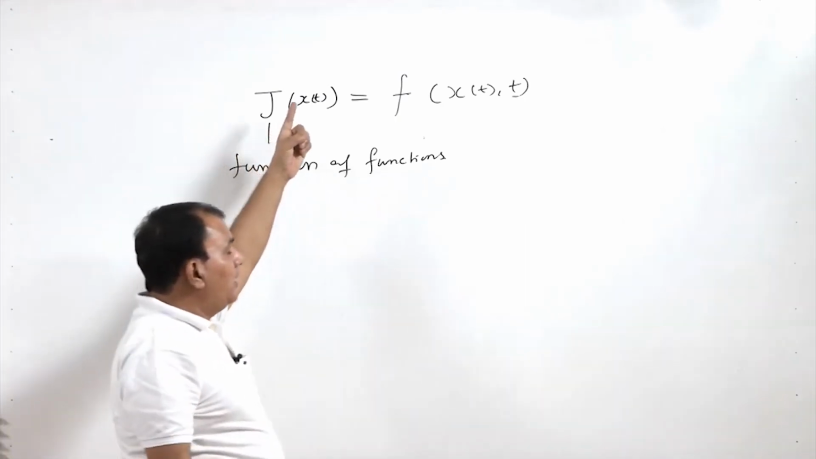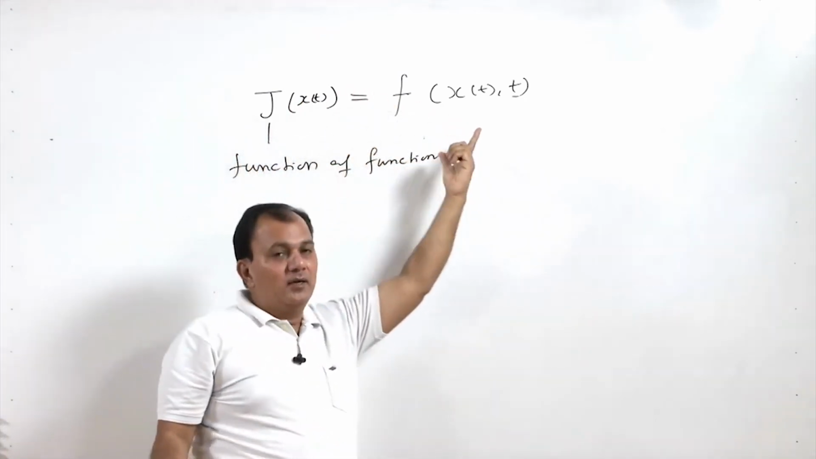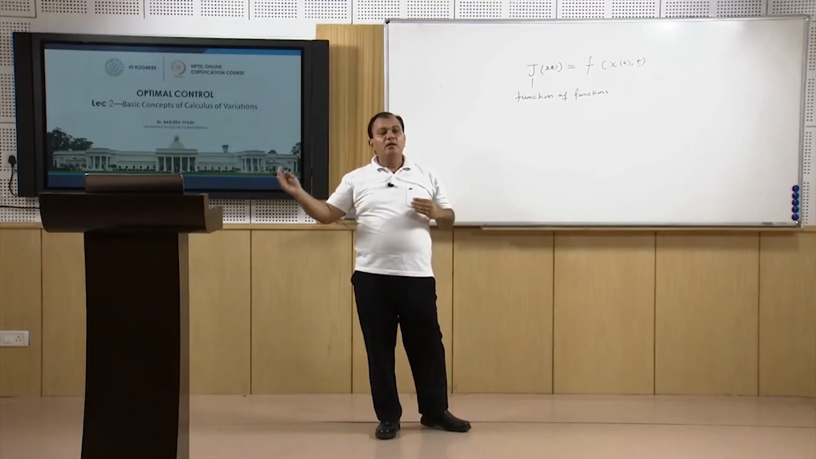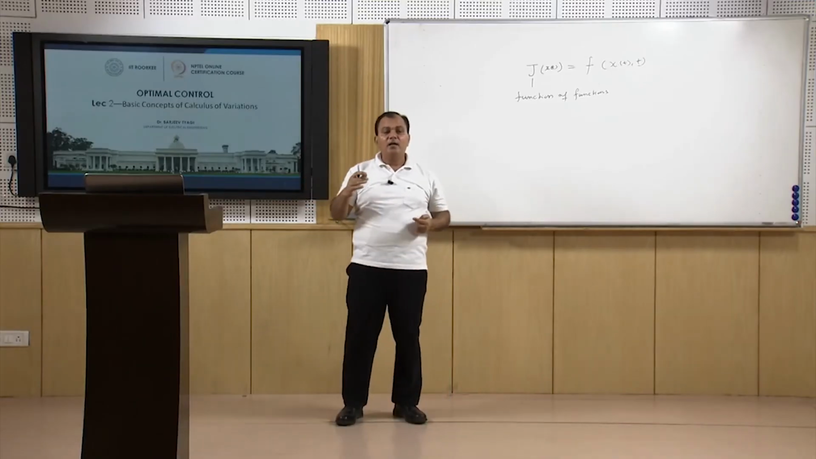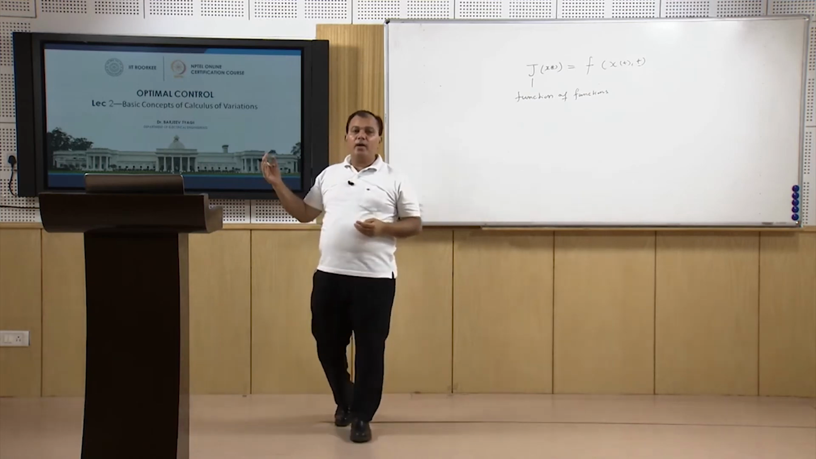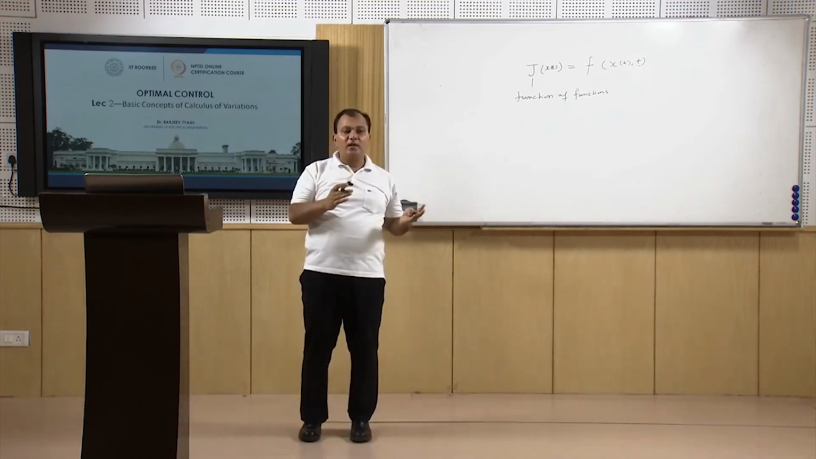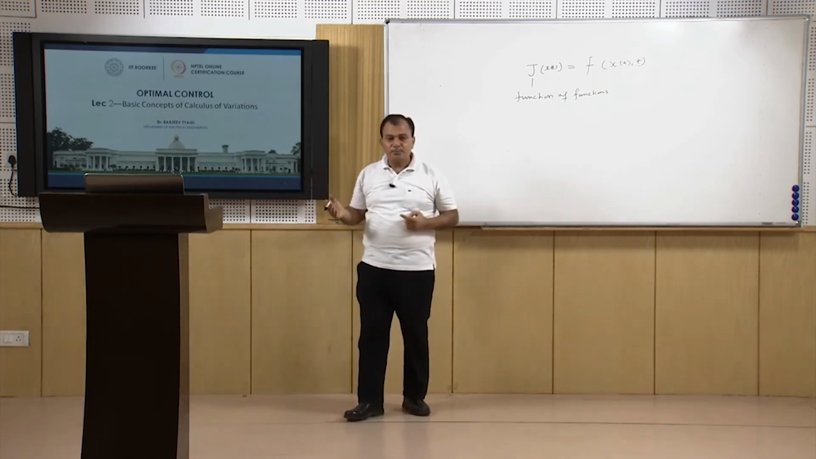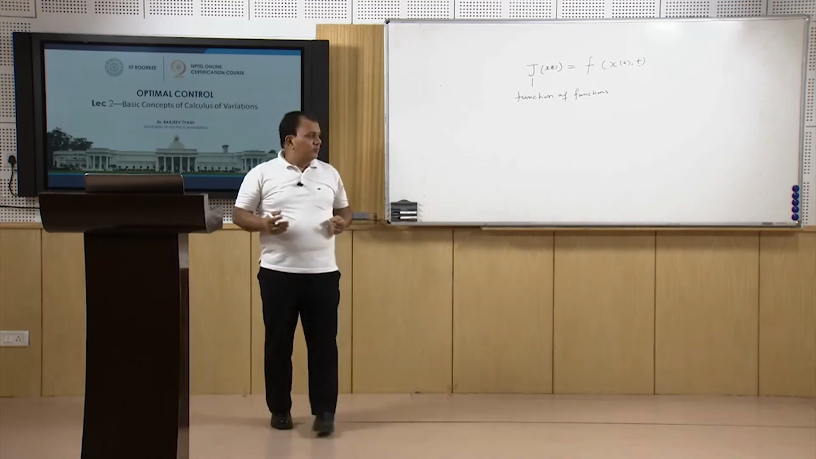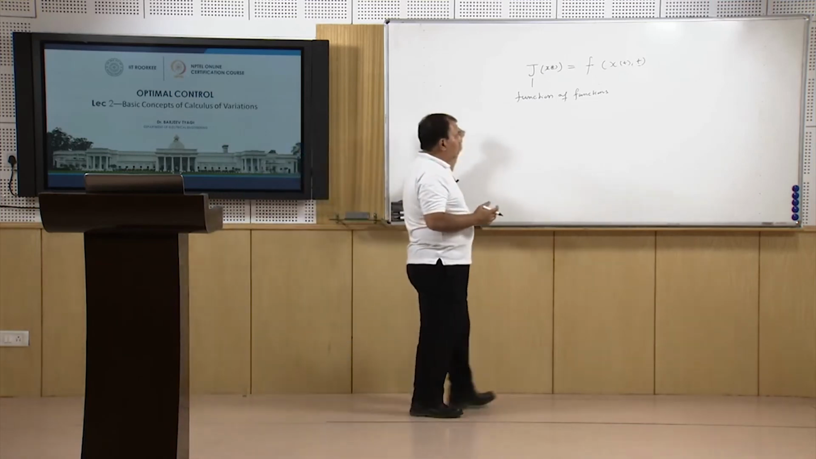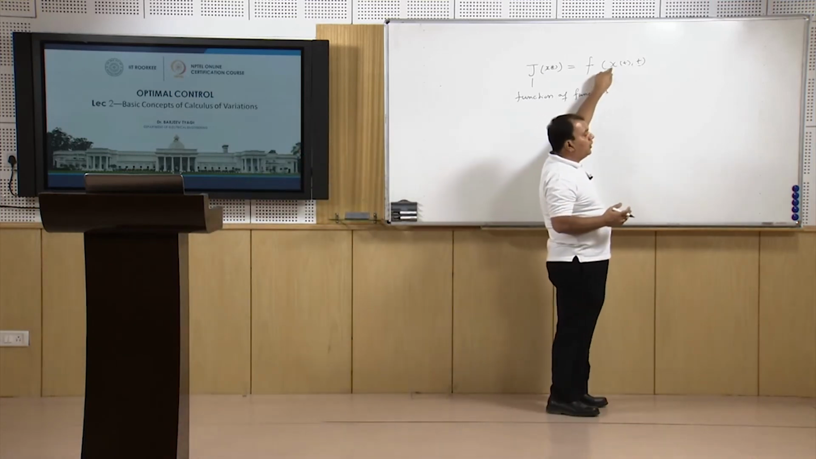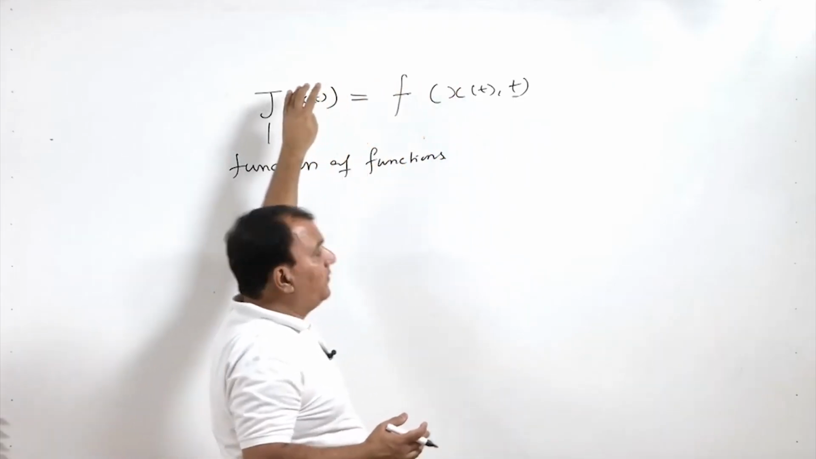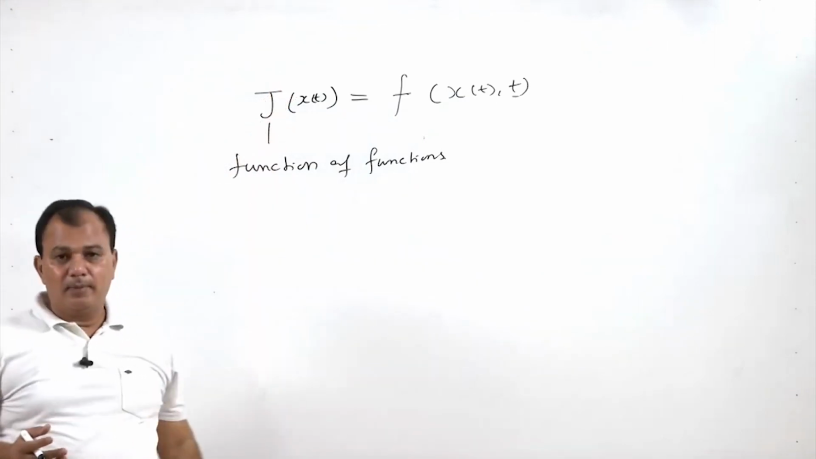So J may be the function of a single function x, or it may be the function of several other functions, like x1, x2, x3, or even sometimes we say J is a function of x, x dot, x double dot. So if for t there exists a value of x, then for each x there exists a value of J.